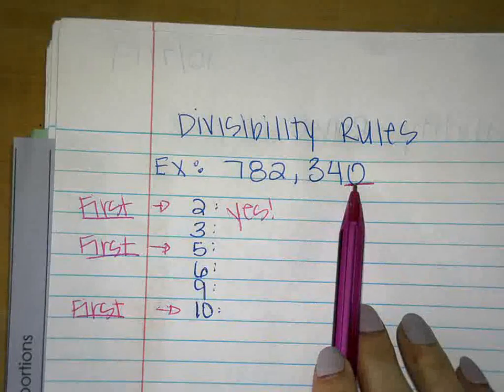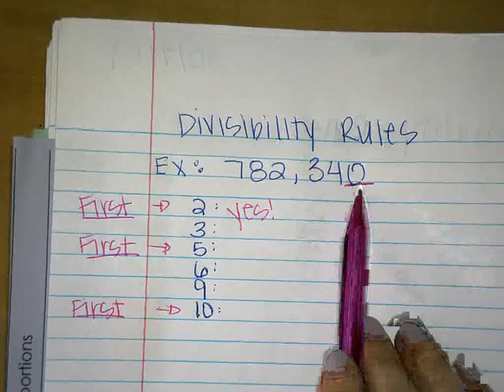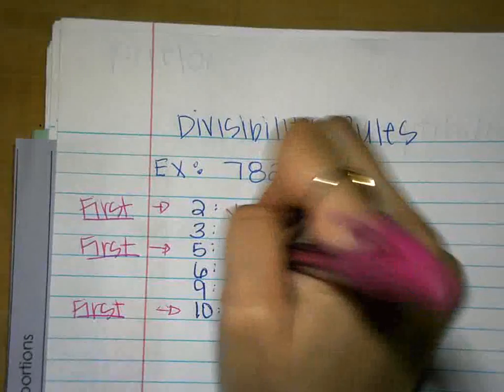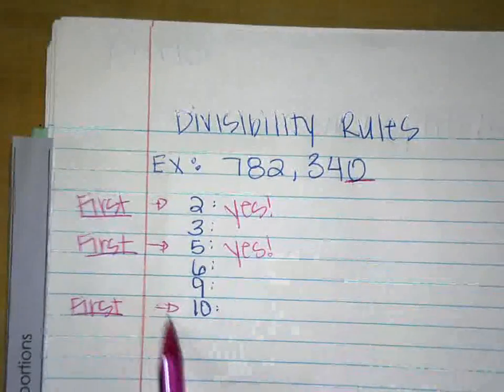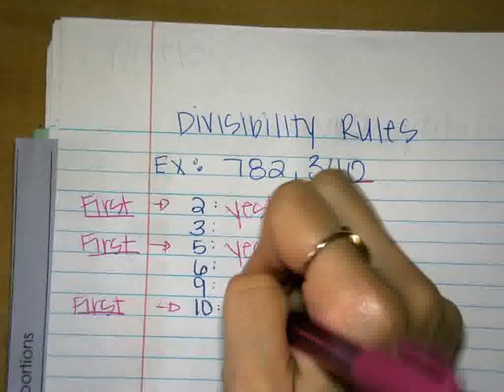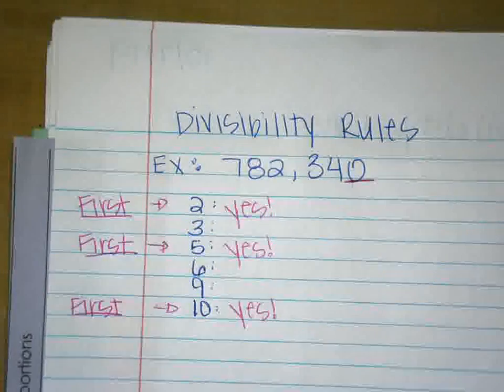5, it has to end in a 0 or a 5. This ends in a 0. So yes, it is divisible by 5. 10, it has to end in a 0. Yes, it ends in a 0. So it is divisible by 10.